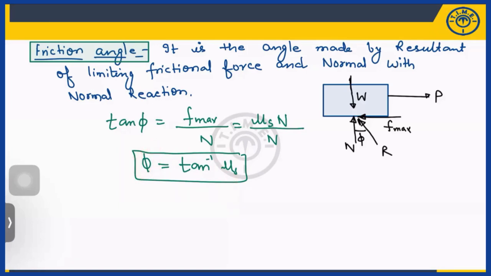Most of the time they are giving the mu s value directly, but for example if the friction angle is given as 30 degrees, then just take tan 30, and that value is nothing but the mu s. Okay, so this is the first one.